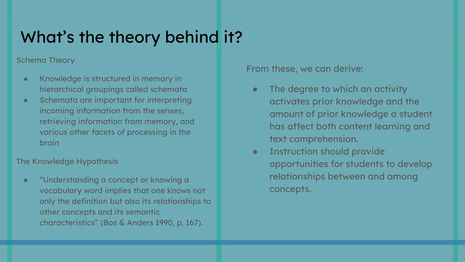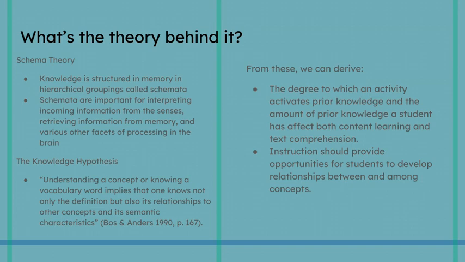Schema theory is this psychological theory that states that knowledge is structured in memory in hierarchical groupings called schemata. Schemata are important for interpreting incoming information from the senses, retrieving information from memory, and various other facets of processing in the brain. And then we have a related concept called the knowledge hypothesis. The knowledge hypothesis is basically understanding a concept or knowing a vocabulary word implies that one knows not only the definition, but also its relationships to other concepts and its semantic characteristics.